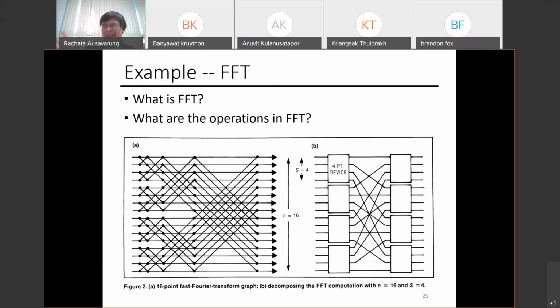FFT is common not in deep learning, but in image processing and anything related to signal processing. Signals can range from music, acoustic applications, and communication, where you need to send 5G signals to different places, or image processing. These are 2D signals, right? FFT allows you to convert your data from the time domain to the frequency domain.